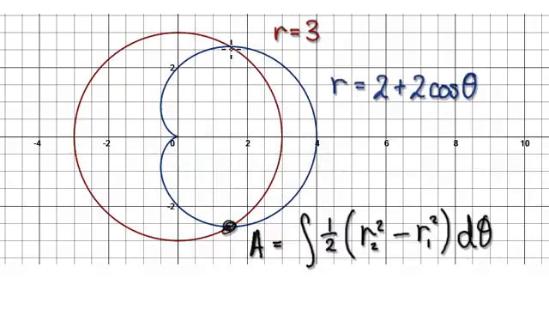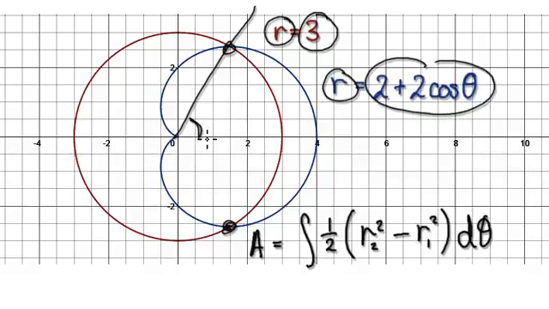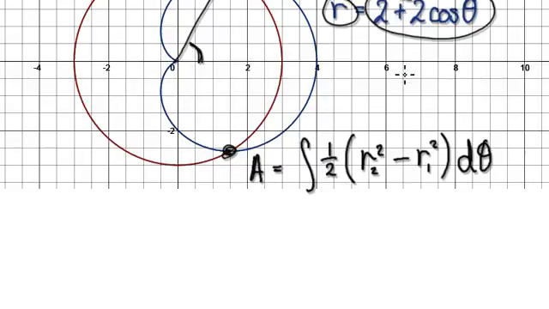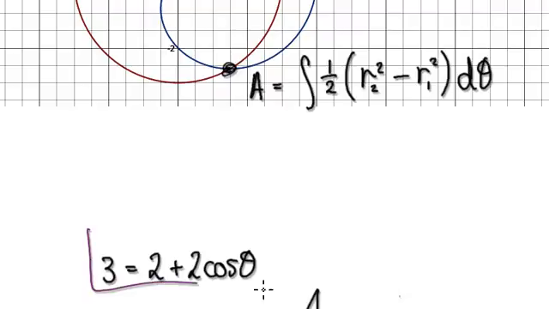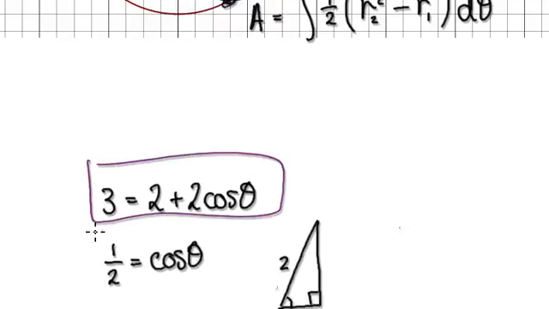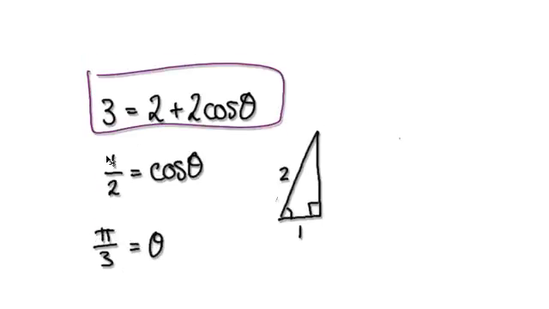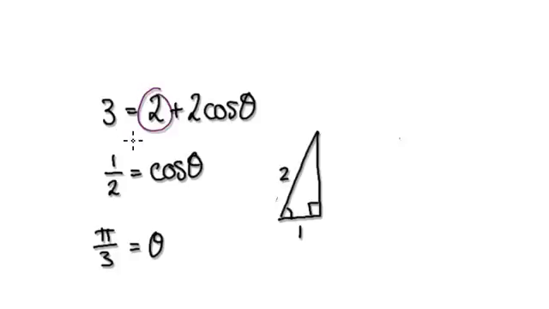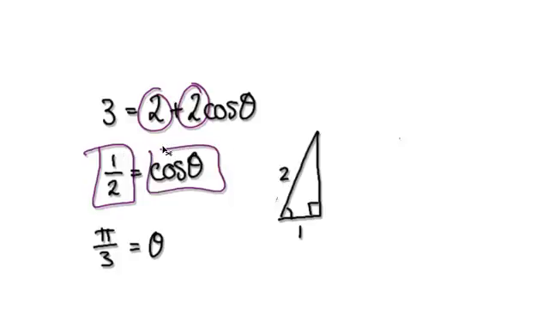In order for us to locate these 2 points, if you look at them, the 2 radii will be the same. So set this to equal this, and then find theta where the 2 radii equal each other. That will take you to here. So rearrange it: take away 2 from both sides. That will give you 1, and then divided by 2, that gives half equals cos theta.